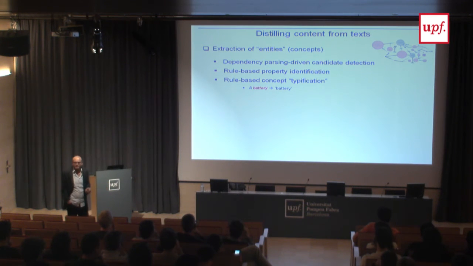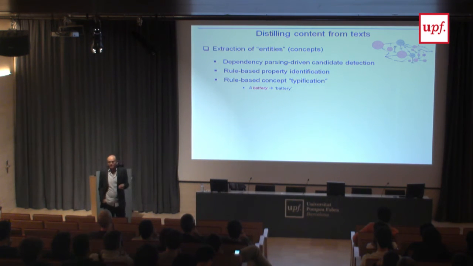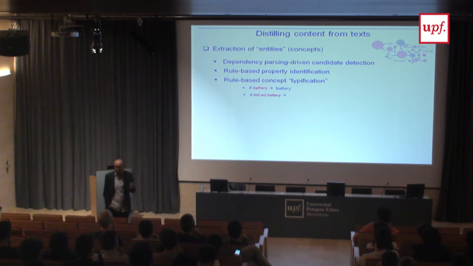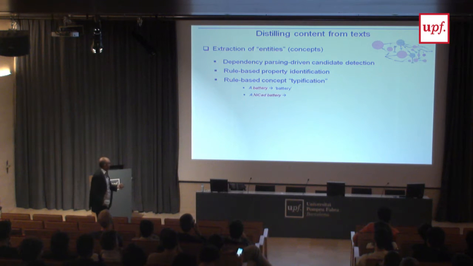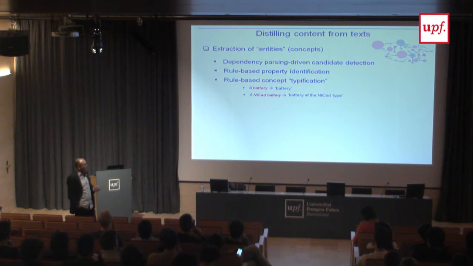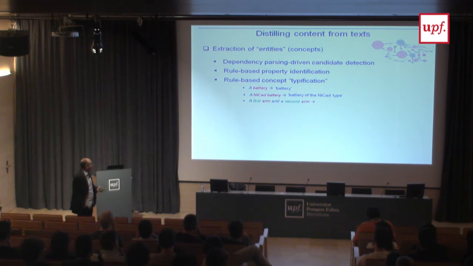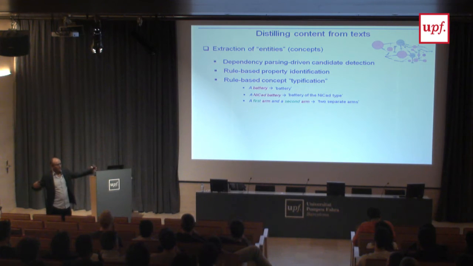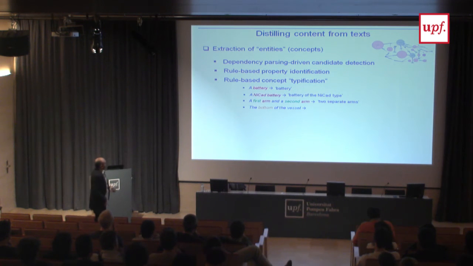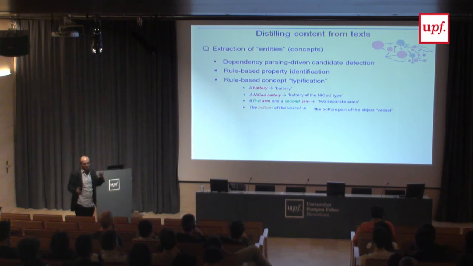And here is an example so that it becomes a little bit more concrete. If we have a battery, then we want to know that it's a concept called battery. If we have a NiCad, a nickel cadmium battery, we need to understand that it's of the type nickel cadmium, or made of nickel cadmium, so it's not just a blue battery, it's different. And if we have a first arm and a second arm, we need to understand, which seems trivial but in fact is not for the machine, that there are two separate arms, and we can do something with one arm and something with the other arm. And if we have the bottom of the vessel, we need to understand that it's the bottom part of the object vessel.